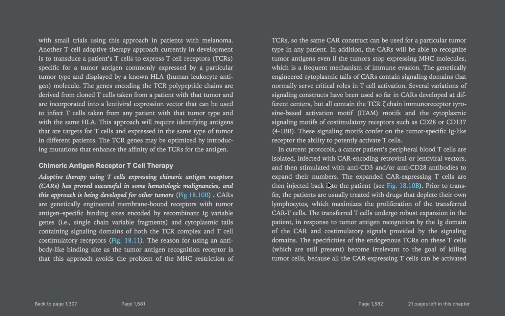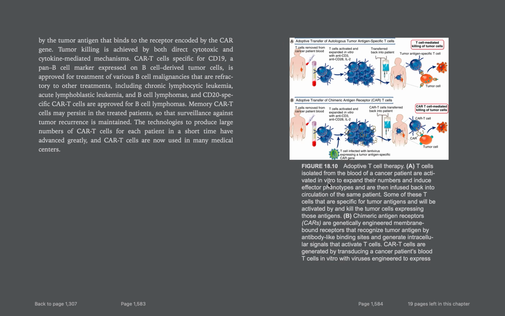The transferred T cells undergo robust expansion in the patients in response to tumor antigen recognition by the Ig domain of the CAR and costimulatory signals provided by the signaling domains. The specificities of the endogenous T cell receptors on these T cells, which are still present, become irrelevant to the goal of killing tumor cells, because all the CAR-expressing T cells can be activated by tumor antigen that binds to the receptor encoded by the CAR genes.